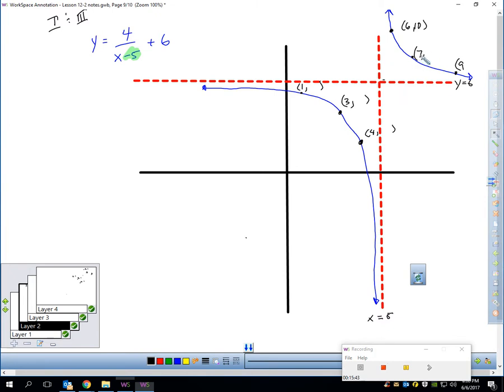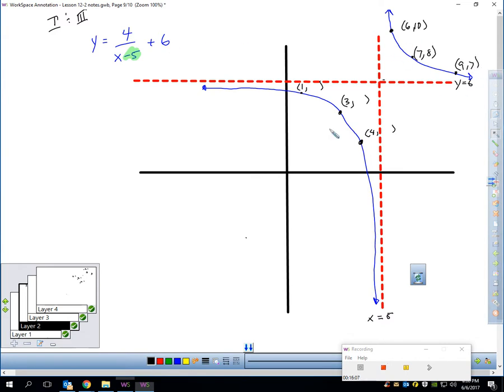And then this point, 7. If I plug in 7, 7 minus 5 is 2. Well, that's easy. 4 over 2 is 2, and 2 plus 6 is 8. And then I pick 9 because that's easy too. 9 minus 5 is 4. 4 over 4 is 1, and 1 plus 6 is 7.